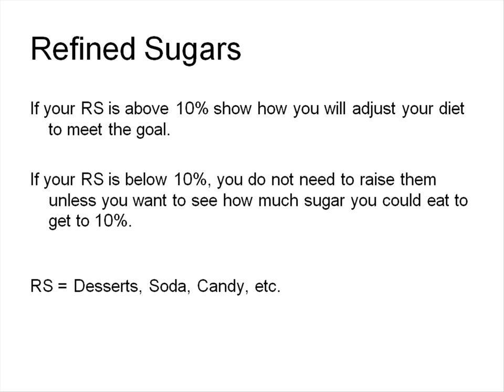Now, for this paper's purposes, our refined sugars are going to be anything that's a dessert, cake, pies, brownies, any of those things, and then soda, candy, and anything else that would have simple or refined sugars in it.